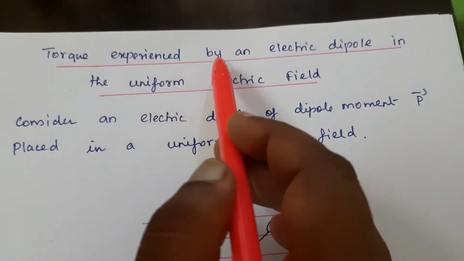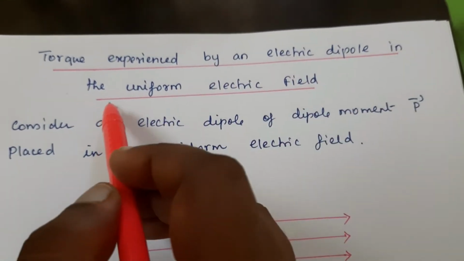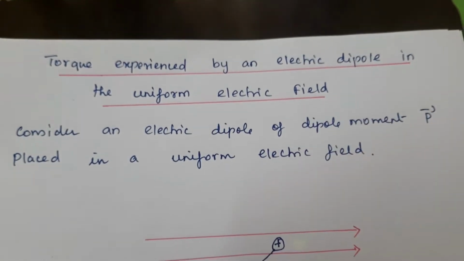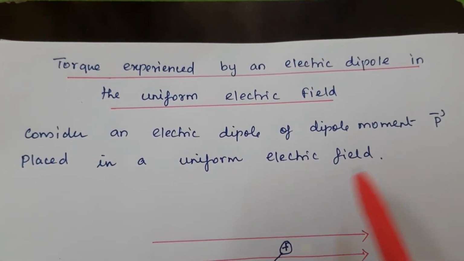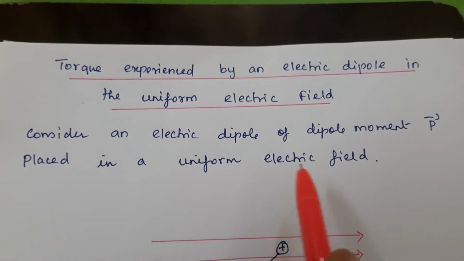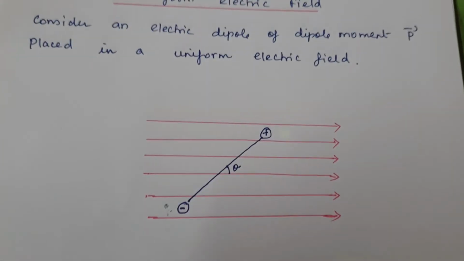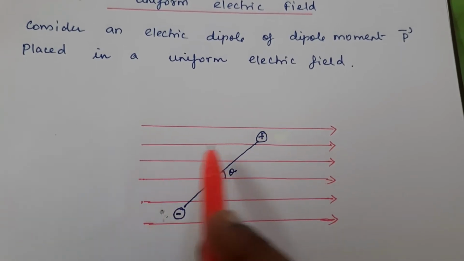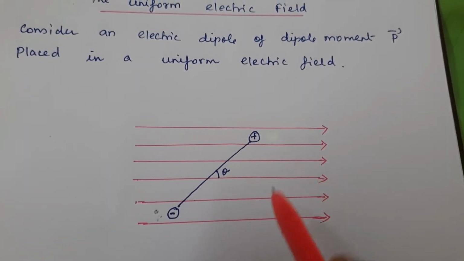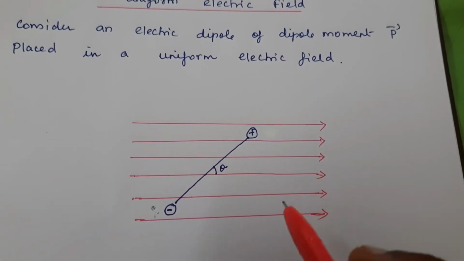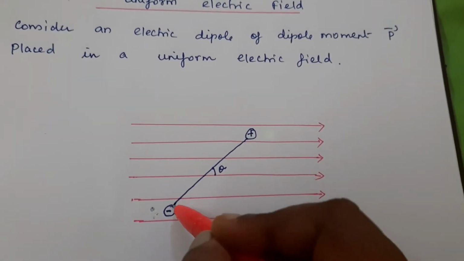Torque experienced by an electric dipole in the uniform electric field. Now we have to consider an electric dipole of dipole moment P placed in a uniform electric field. Here, the uniform electric field is represented by parallel lines that are equally spaced and in the same direction. Now, a dipole is placed here.